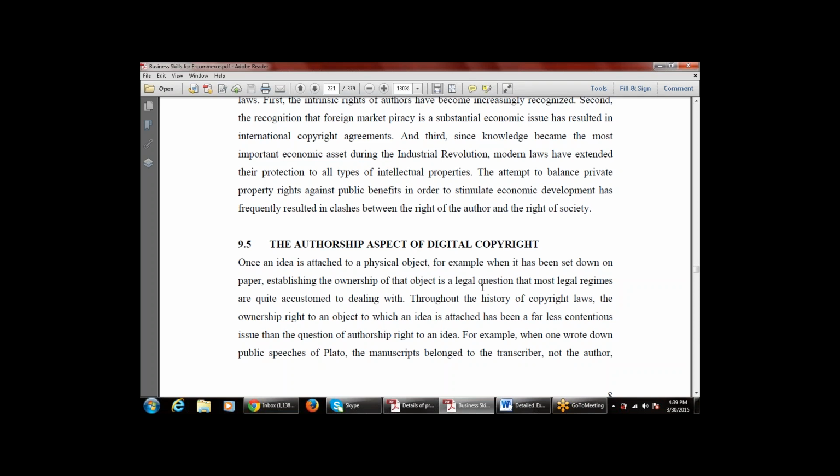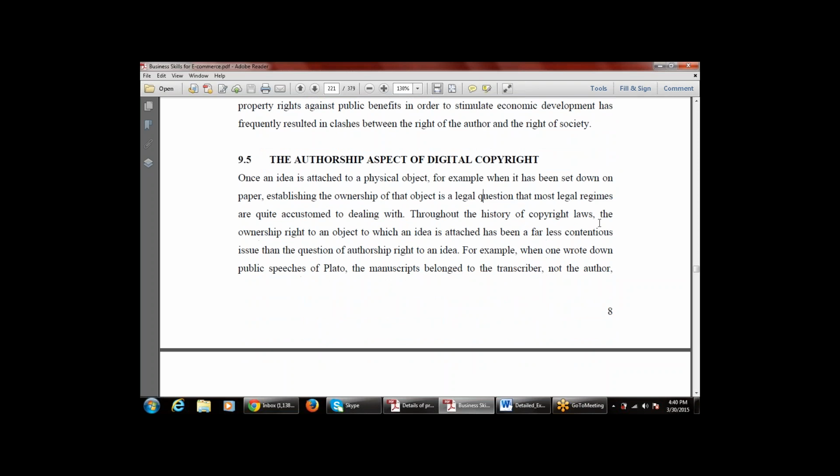For example, when one wrote down the public speeches of Plato, the manuscript belonged to the transcriber, not the author. This is one of the best examples. So whatever manuscript is applicable belongs to the transcriber, not the author, Plato.